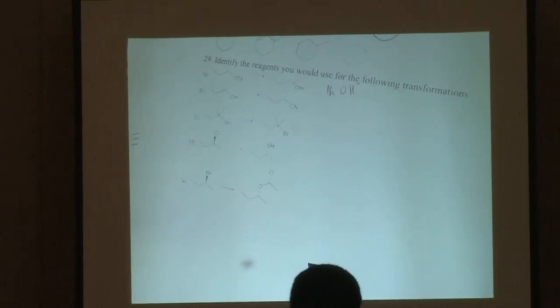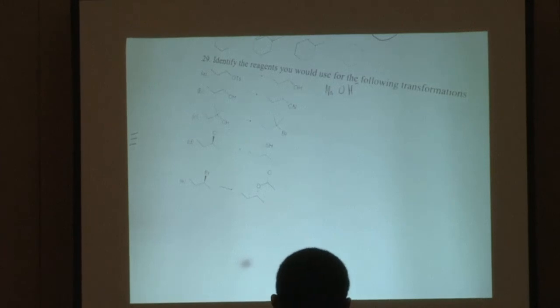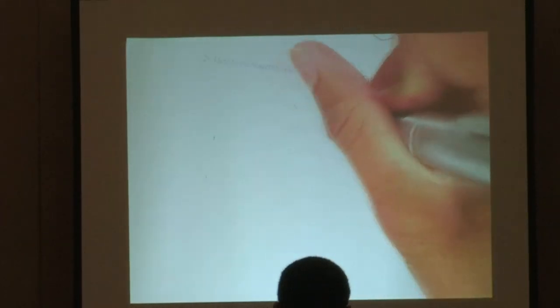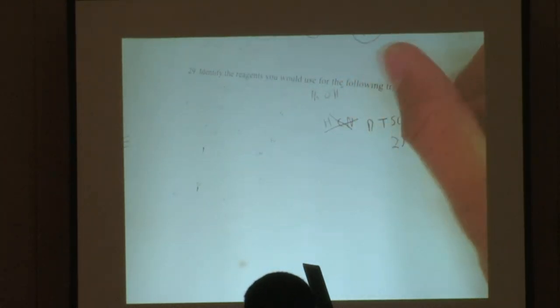For this next one, you have OH to CN. It is primary, so you know you need SN2 again. Oh wait. If you use HCN here, it would do multiple steps and it'd be SN1, so you can't use HCN. But what you can do is tosylate it first. So TsCl, pyridine is your first step. And then your second step can be NaCN.